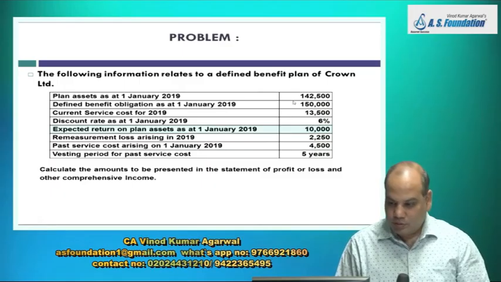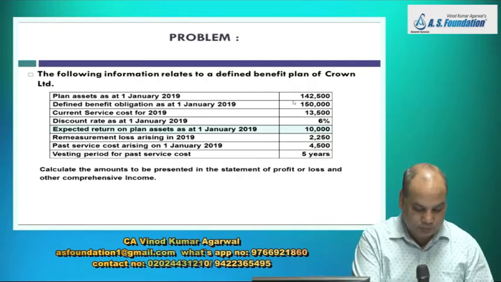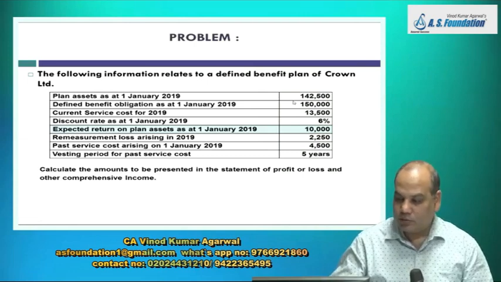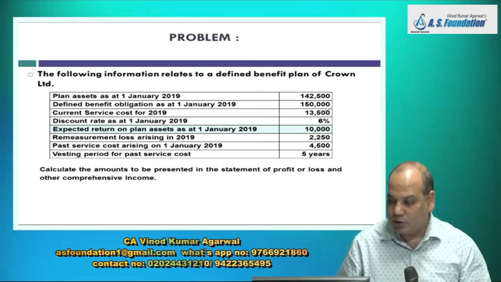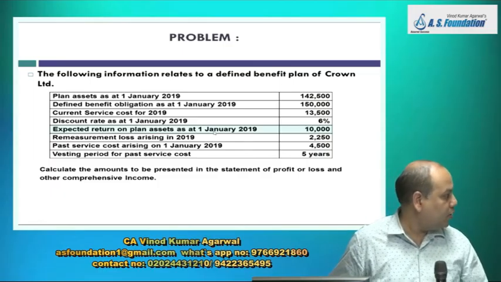Okay. The plan asset on 1st January 2019, question 20, 1,42,500. And then defined benefit obligation is 1,50,000. Current service cost 13,500, discounted at 6%. Expected return on plan asset.